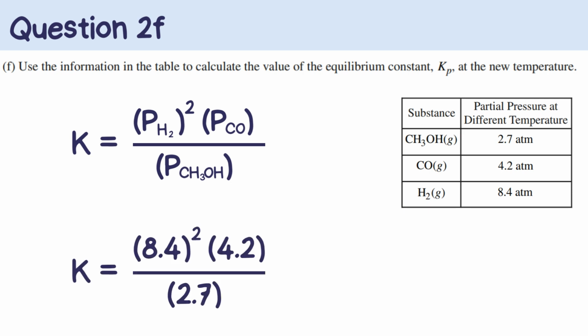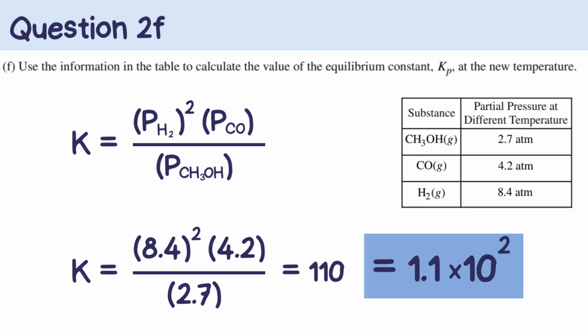So if you plug all of that in, you get a value of about 110. And since everything's in 2 sig figs, let's just go ahead and do 2 sig figs for fun. So let's bring that to 1.1 times 10 to the second power. And again, remember that the equilibrium constant is unitless, so it's not going to have any units, so just put that number down and you're good to go.